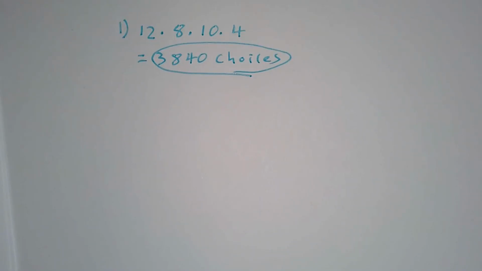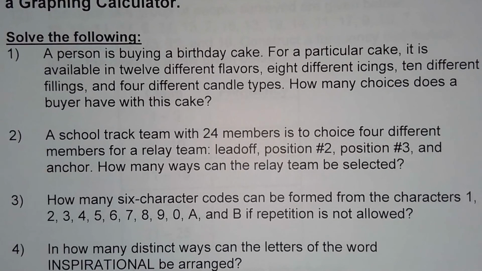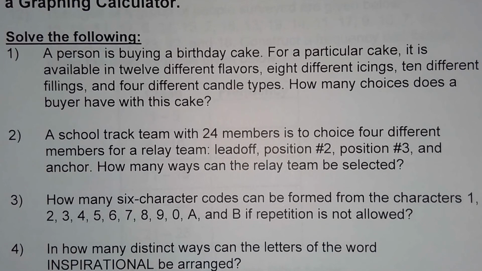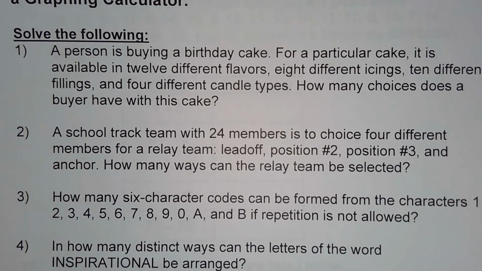All right, let's try number 2. A school track team with 24 members is to choose 4 different members for a relay team: leadoff position, position number 2, position number 3, and anchor. How many ways can the relay team be selected? So in this problem, order is important. So this is going to be a permutation. We have 24 people and we're picking 4.